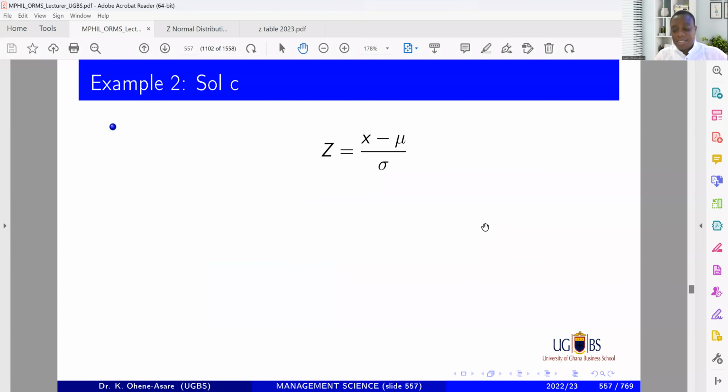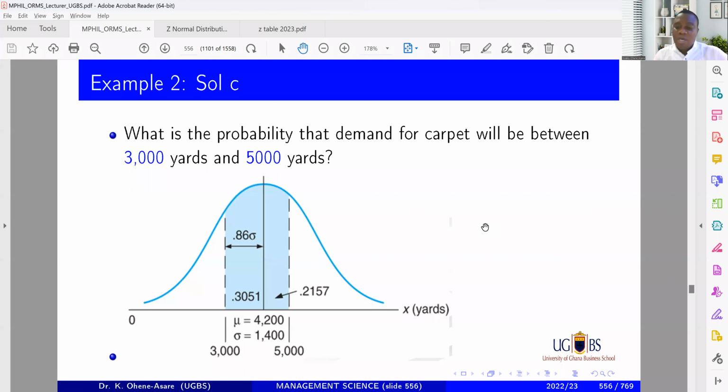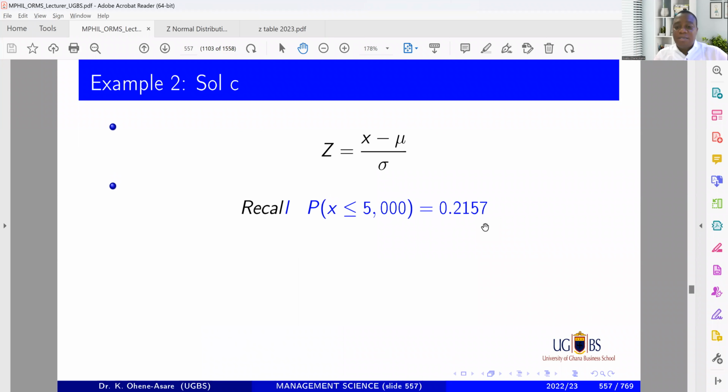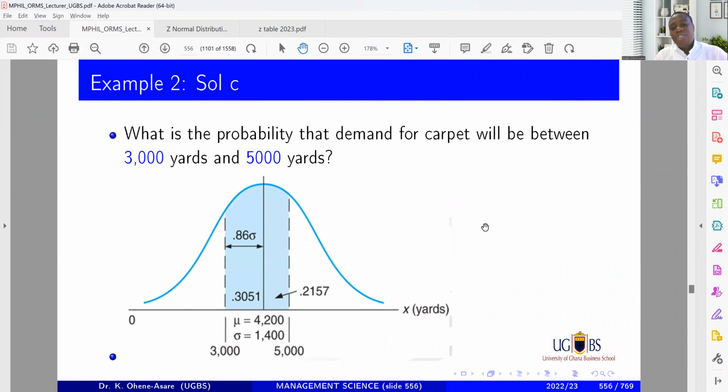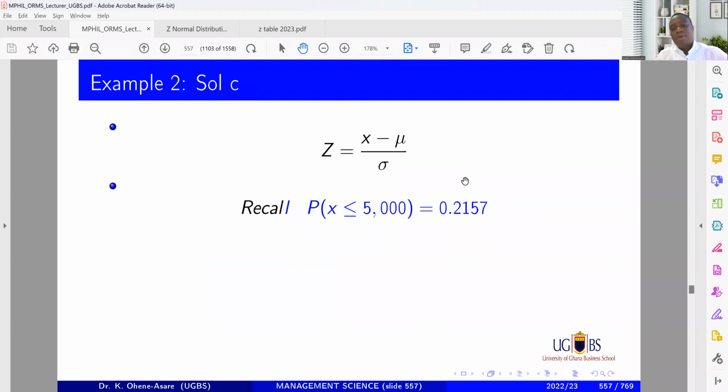If you do that, this is what you get. We did the 5,000 first. So if you do 5,000, it's going to be Z equals 5,000 minus 4,200. When you do that and you read that, we already found that previously. If you go and read the area below 5,000, you are going to get 0.2157. Somebody was asking, how do you read?